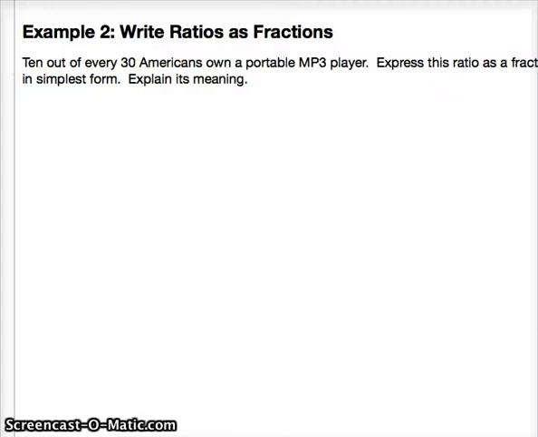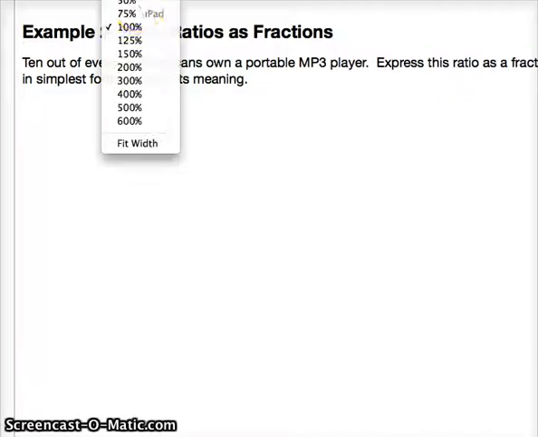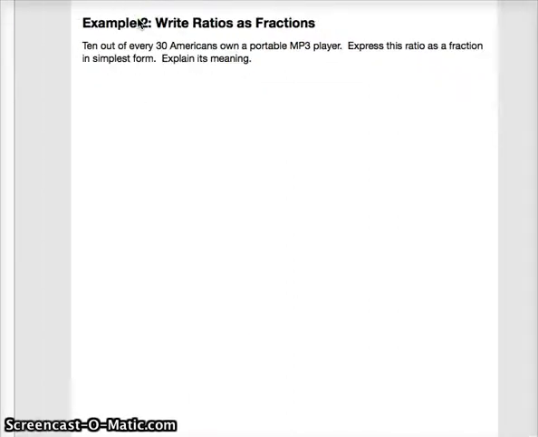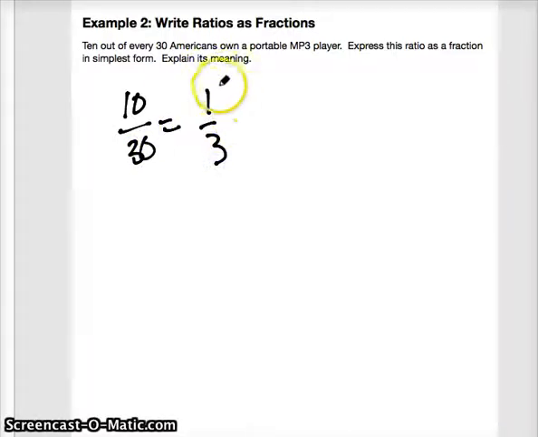Write ratios as fractions, so we're still doing the same thing. I'm going to see if I can make all of the problem visible, make this a little bit smaller. All right, so example 2. 10 out of 30 Americans own a portable MP3 player. Express this ratio as a fraction in simplest form. So again, 10 out of 30. Reducing that, we get 1 out of 3. And explaining the meaning, for every 3 Americans, one of them owns an MP3 player.